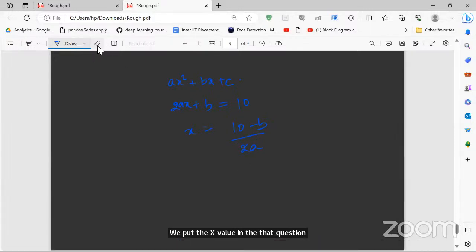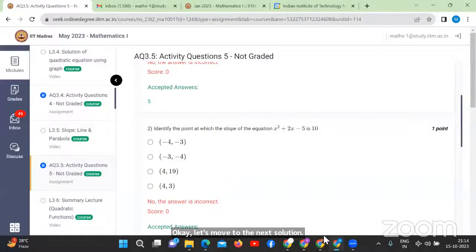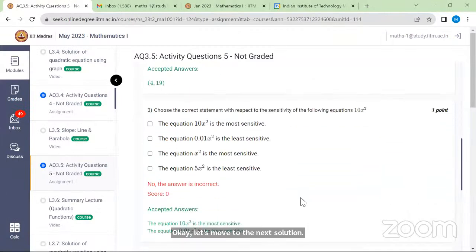Okay, let's move to the next question. Okay, what's the next question? Okay, so choose the correct statement. Is there any problem in this sensitivity? No, sir. So can you explain sensitivity? Yes, please sir, explain shortly. Without graph, what is sensitivity?